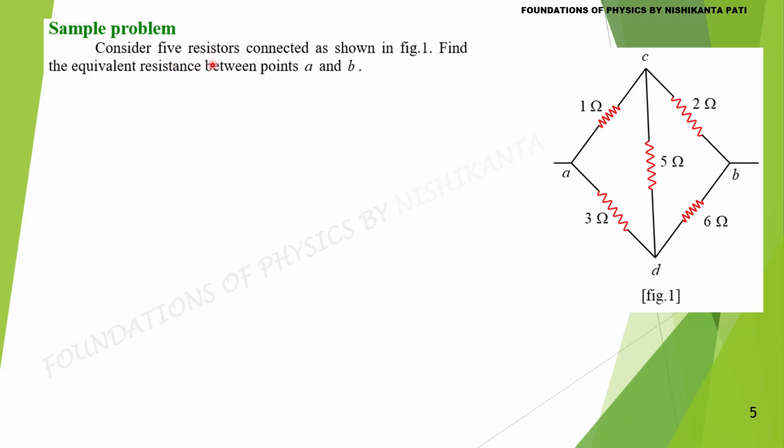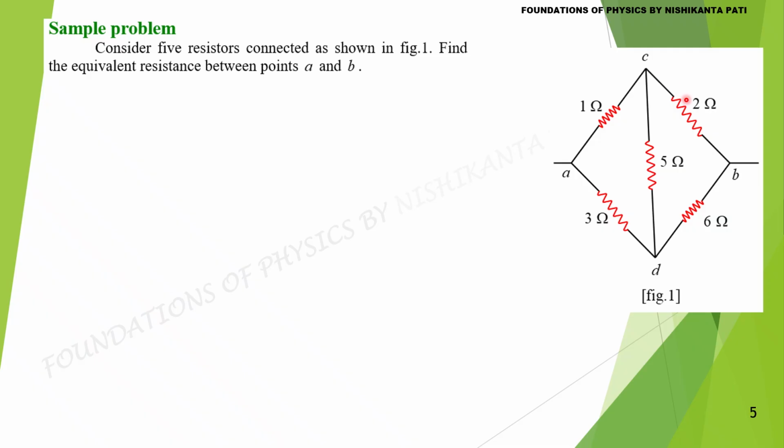Consider 5 resistors connected in the figure. Find the equivalent resistance between A and B. 1 ohm, 2 ohm, 3 ohm, 6 ohm. So this by this is equal to this by this. Hence this is the balanced Wheatstone bridge.